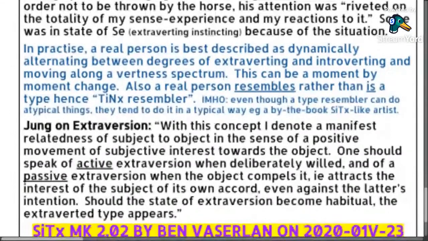In practice, a real person is best described as dynamically alternating between degrees of extroverting and introverting and moving along an avertness spectrum. This can be a moment-by-moment change. Also, a real person resembles rather than is a type. Hence, TIN resembler, which I'd write down as TINx, because otherwise it looks like TI normalising. Even though a type resembler can do atypical things, they tend to do it in a typical way.